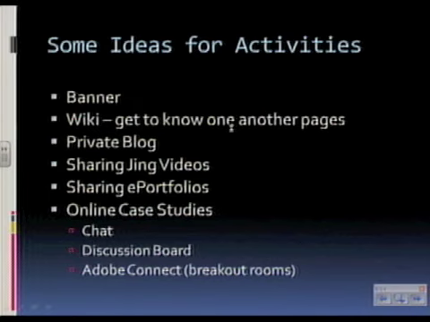What Jing will let you do is make a video of anything that you're doing on your screen. It'll also let you do still captures and actually put text or whatever on a still image. But the cool thing is if you're willing to spend a little bit of money, like $14.95 a year, you can get Jing Pro, and Jing Pro will actually let you do a little video of yourself, and I'll show you that in a minute. It'll let you do a webcam thing. Another cool activity is sharing e-portfolios, and then the last one is online case studies.